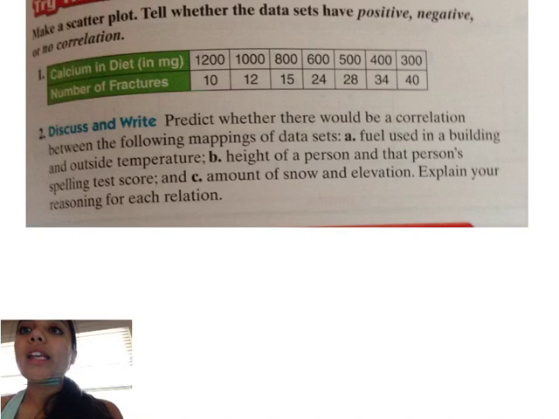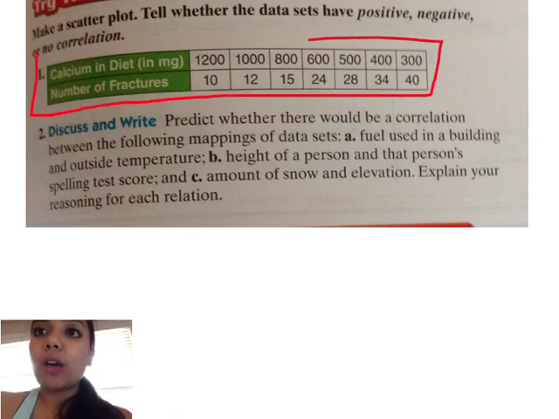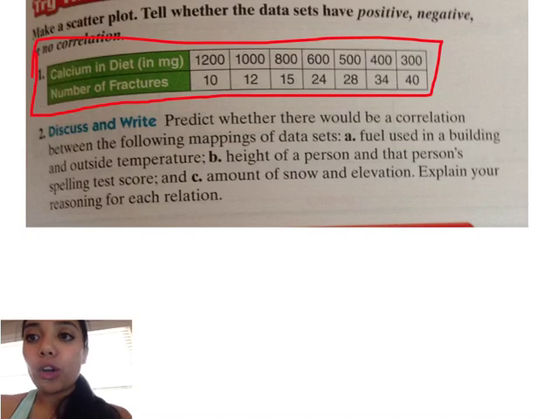Okay, make a scatter plot. Tell whether the data sets have positive, negative, or no correlation. So in order to make this scatter plot, you should have graph paper, and hopefully I didn't forget to tell you that you needed graph paper, but if I did and you don't have any graph paper at home, fear not, you can do it on regular paper.